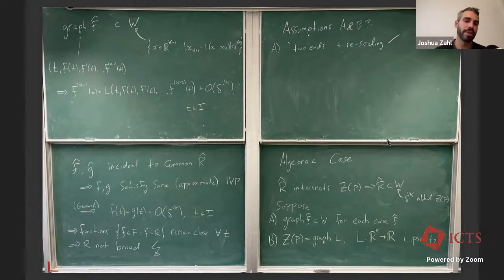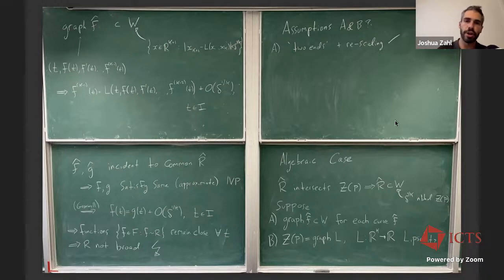And you can rescale things so that those intervals become unit length and break the problem into subproblems. So this is sometimes called a two ends reduction and a rescaling. And this can be made to work. So you end up with a new problem. It's not the original problem. It's not the original set W. It's a new set W. But that's okay. You sort of zoom in on an appropriate part of your problem. And now you're in a situation where assumption A will hold.